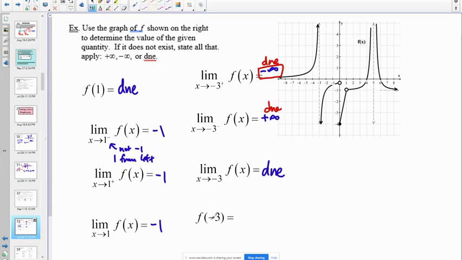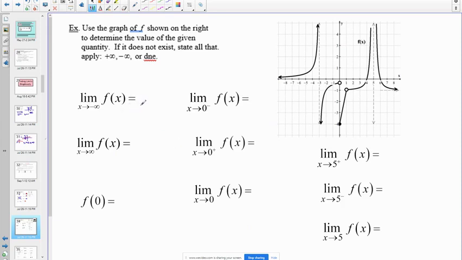All right. What about if it's not a limit problem? What if I just want to know at -3 what is the y value? So I can come up here at -3, and do you see there's a vertical asymptote there? That means there's no function value at -3. So this is also does not exist.